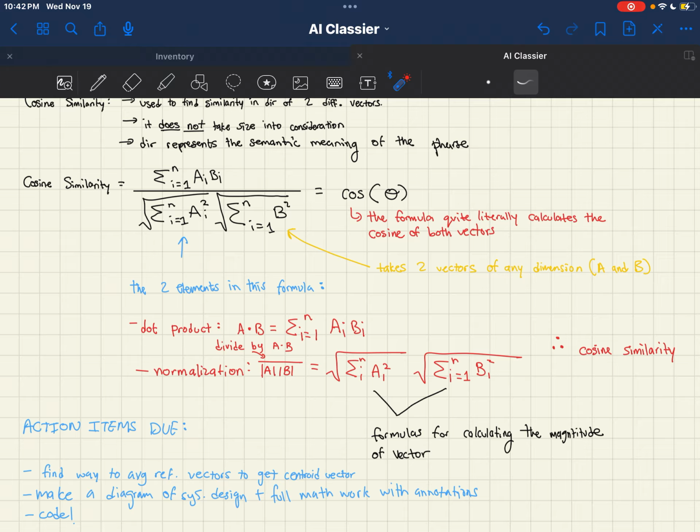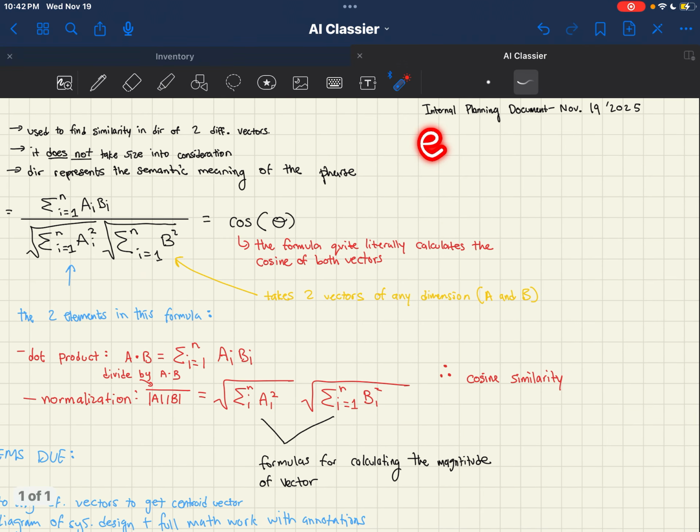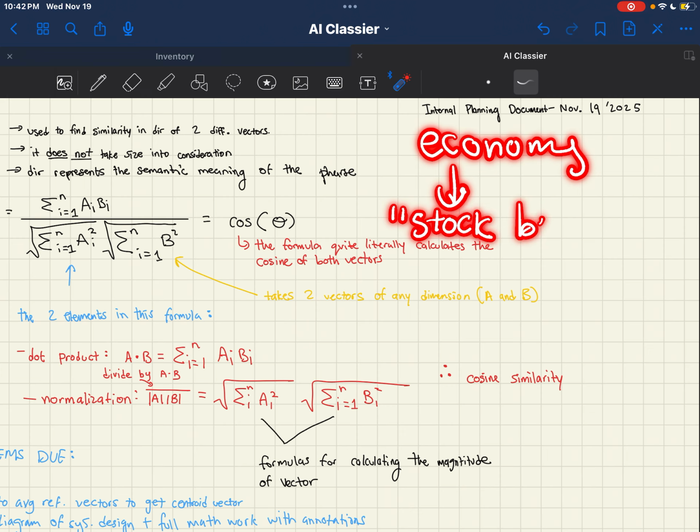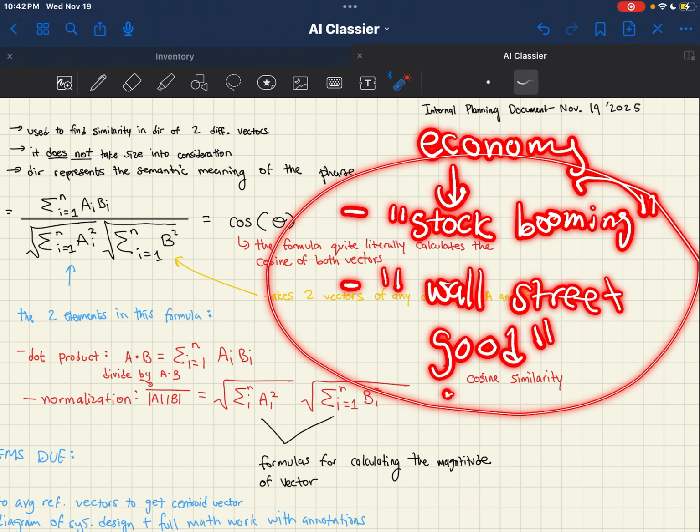This vector, to basically simplify it, takes into consideration all of the reference vectors for a specific political concept. So, for example, let's say you were talking about economy. In economy, you could have different vectors, like a vector for the phrase stock booming, right? Obviously, it would be way more complicated in a real world scenario, but I'm just making this a bit simple. You could also have Wall Street good, right?